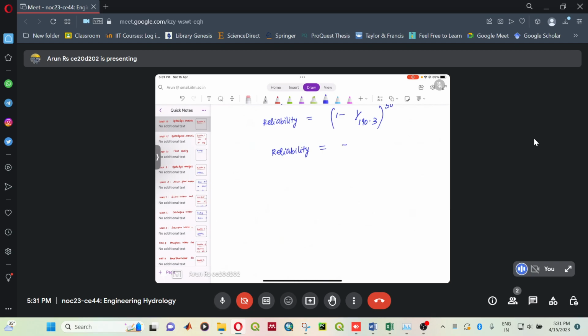Reliability is equal to 0.768. So that is 76.8%. Then we can find out the risk as 1 minus reliability, which is 23.2%, so which is 0.23.